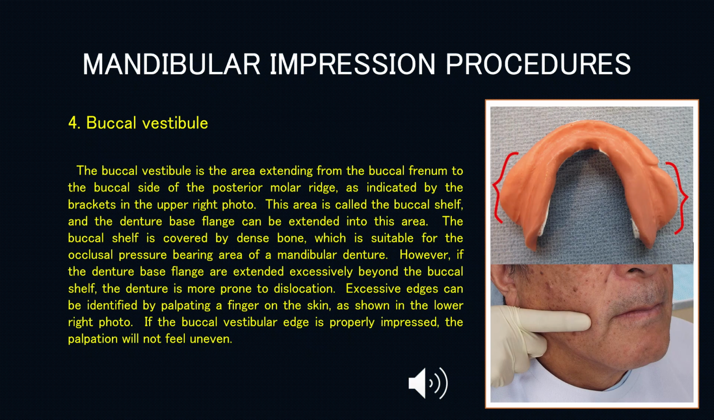The buccal shelf is covered by dense bone, which is suitable for the occlusal pressure-bearing area of a mandibular denture. However, if the denture base flange is extended excessively beyond the buccal shelf, the denture is more prone to dislocation. Excessive edges can be identified by palpating a finger on the skin, as shown in the lower right photo. If the buccal vestibular edge is properly impressed, the palpation will not feel uneven.